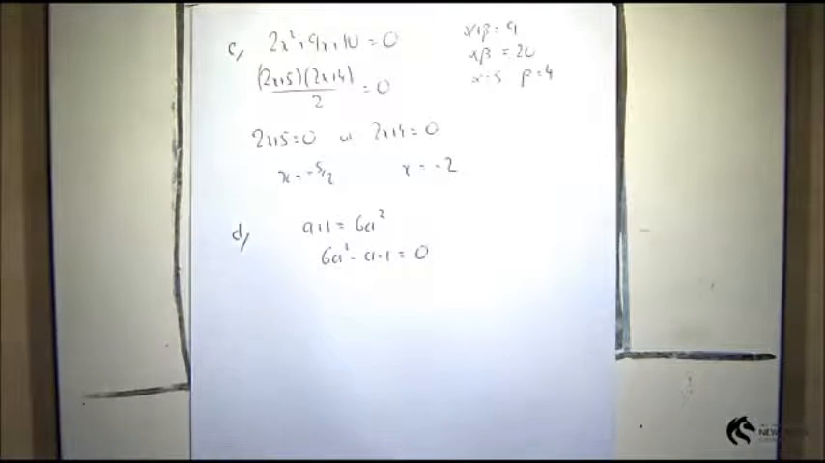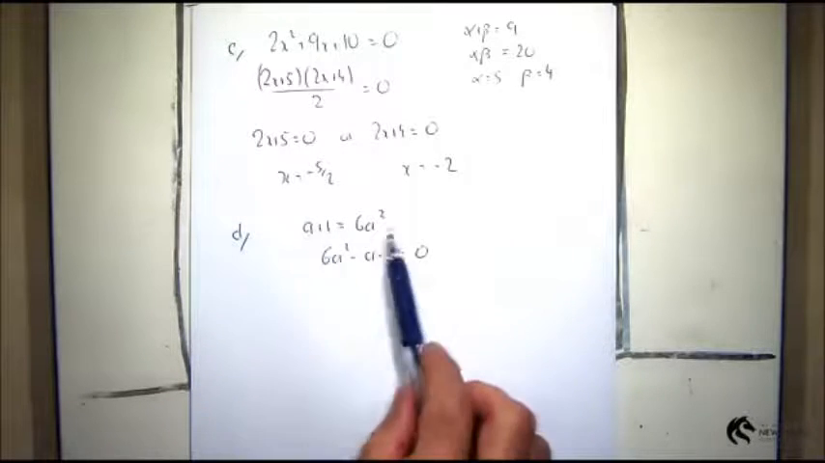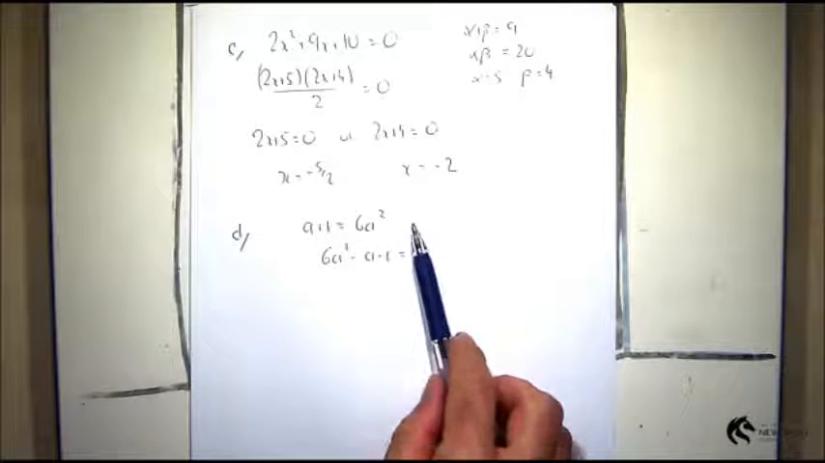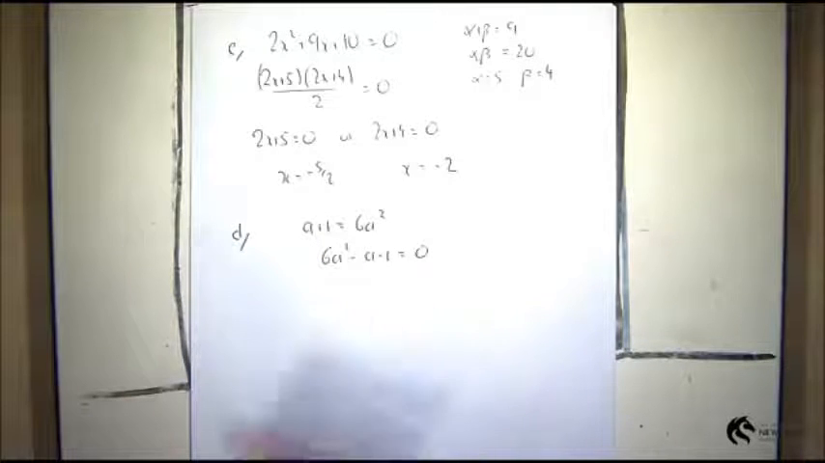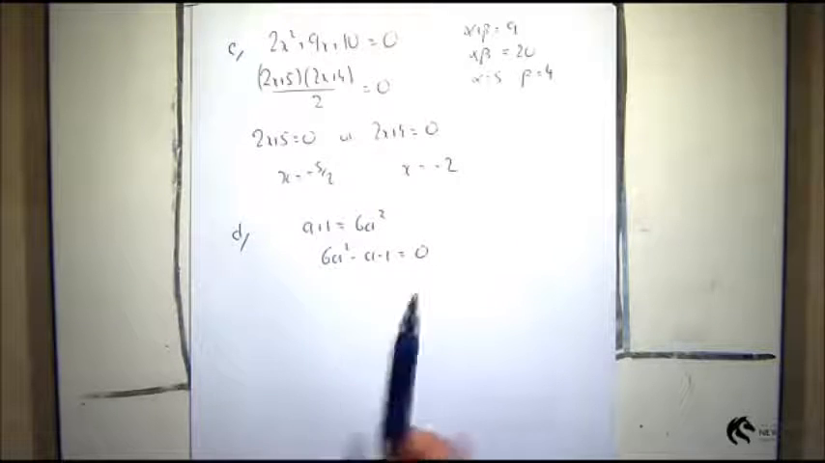So what did I do there? I subtracted A from both sides, I subtracted 1 from both sides. So I had 0 is equal to 6A squared minus A minus 1. Then I wrote it round the other way. All right, so I've done 3 steps in one go there.